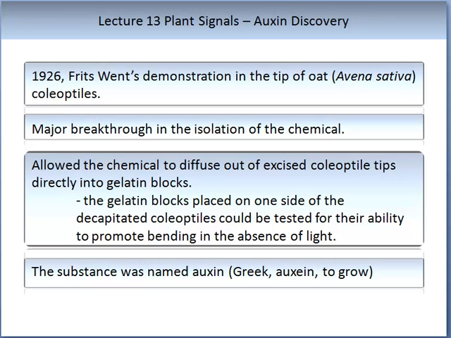It was experiments conducted by Fritz Went in 1926 on the tips of oat coleoptiles that went some way towards the discovery of auxin. He enabled a major breakthrough in the isolation of the chemical with his clever experimental design. He allowed the chemical to diffuse out of the excised coleoptile tips directly into gelatin blocks he had placed. The gelatin blocks were placed on one side of the decapitated coleoptiles, and they could be tested for their ability to promote bending in the absence of light. This substance we now know as auxin.